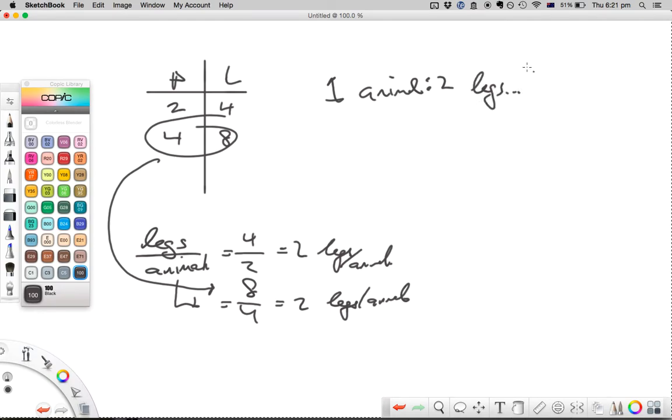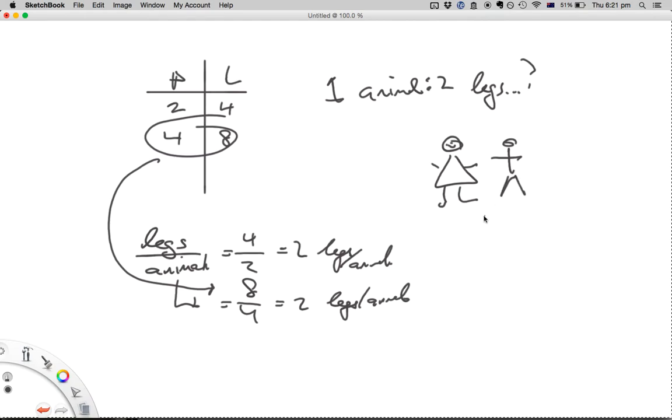So what could it be? Well, maybe one of these ones. Or one of these ones. Or a monkey or something. Great.